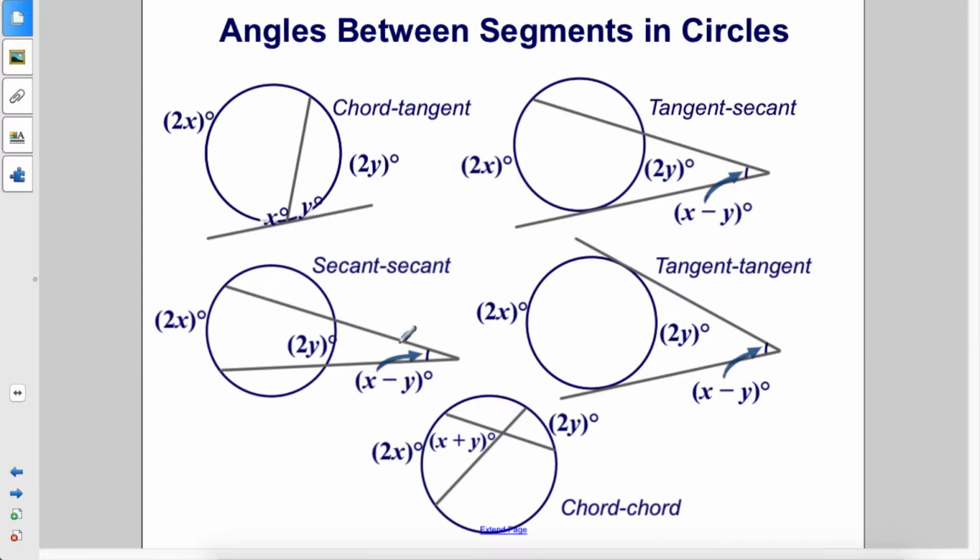Here we have secant, secant, so we have this angle here with two secant lines. If this angle here is x minus y degrees, that makes this arc 2x and this arc 2y. Tangent, tangent, so we have a point with two tangent lines. This angle is x minus y degrees, that makes this large arc here 2x degrees and this arc 2y degrees. And here we have two chords. If this angle here is x plus y degrees, that makes this arc 2x degrees and this arc 2y degrees.